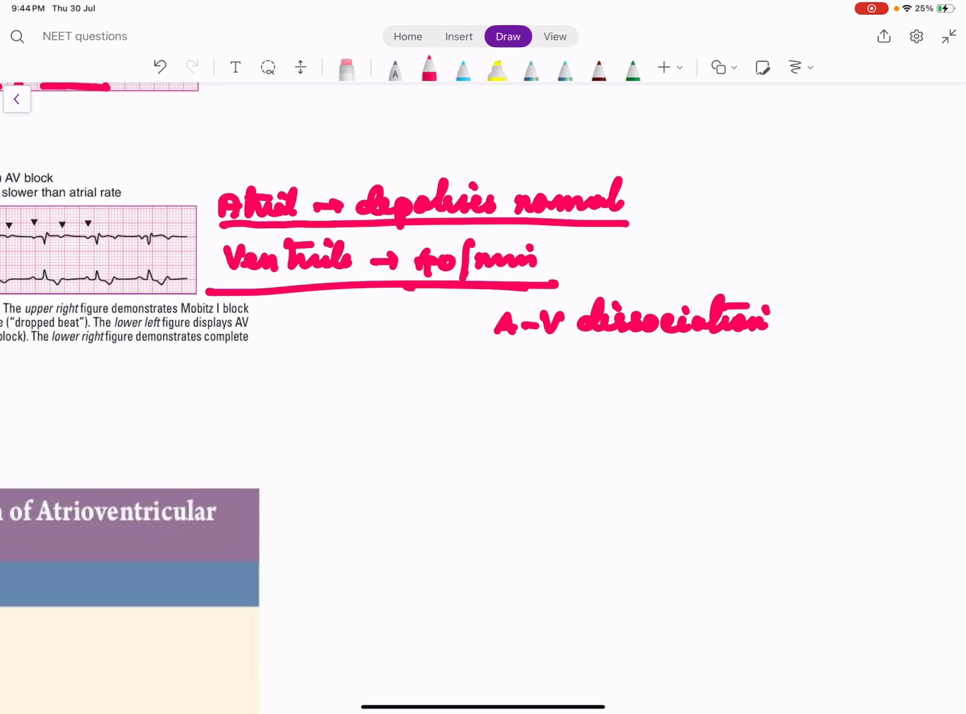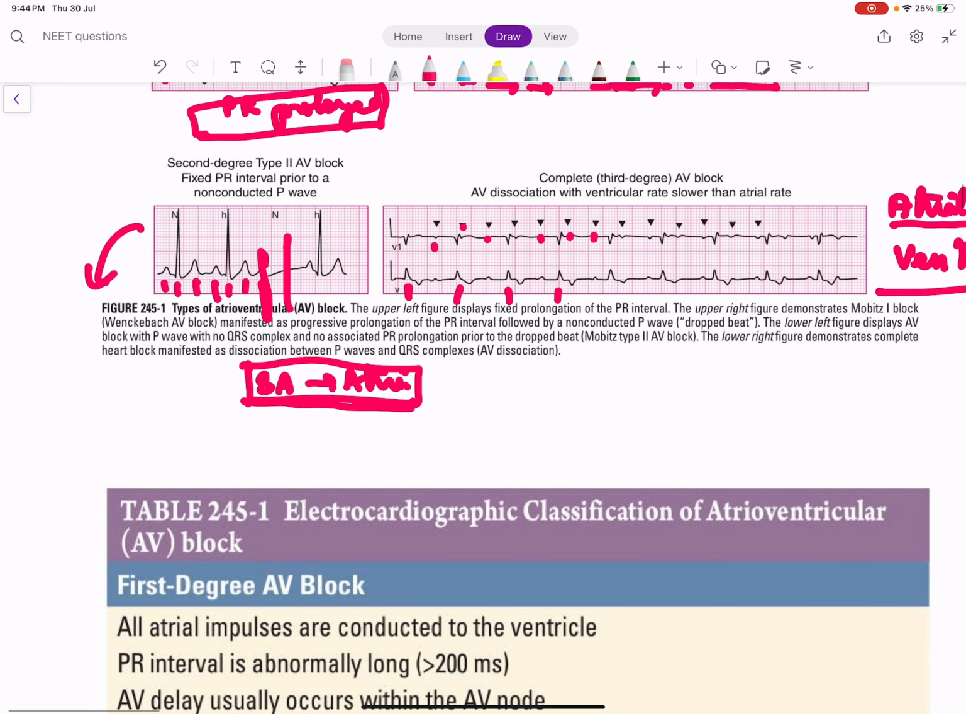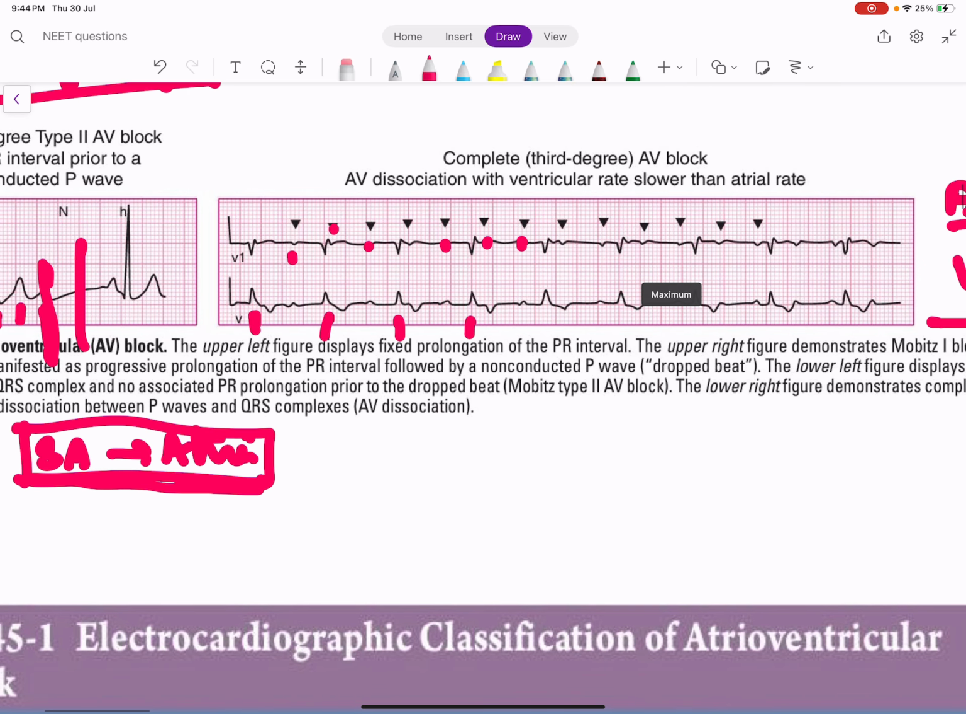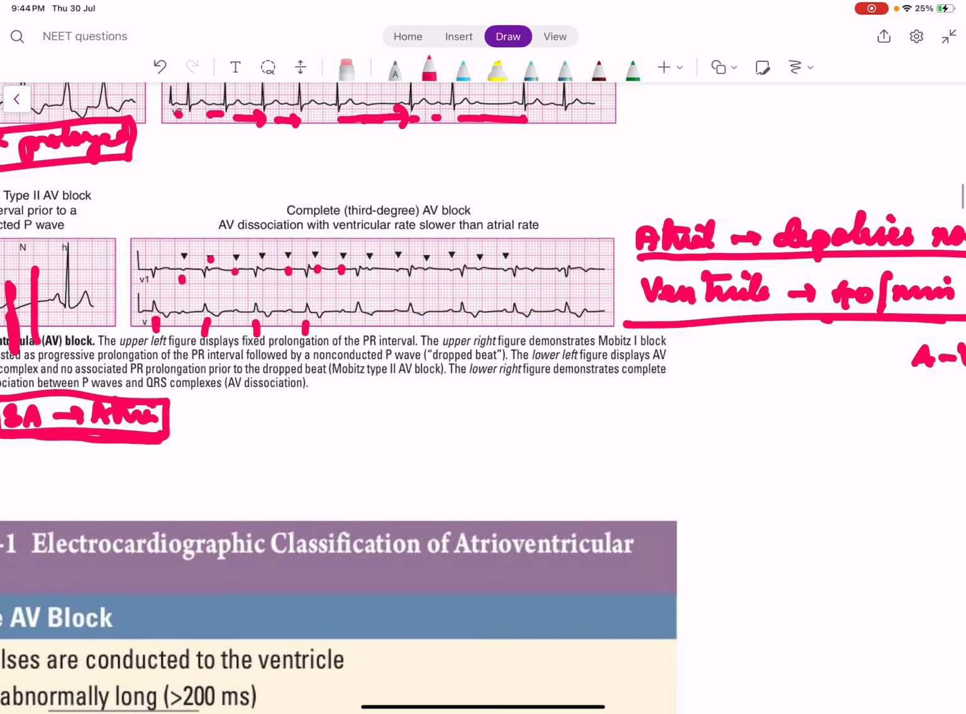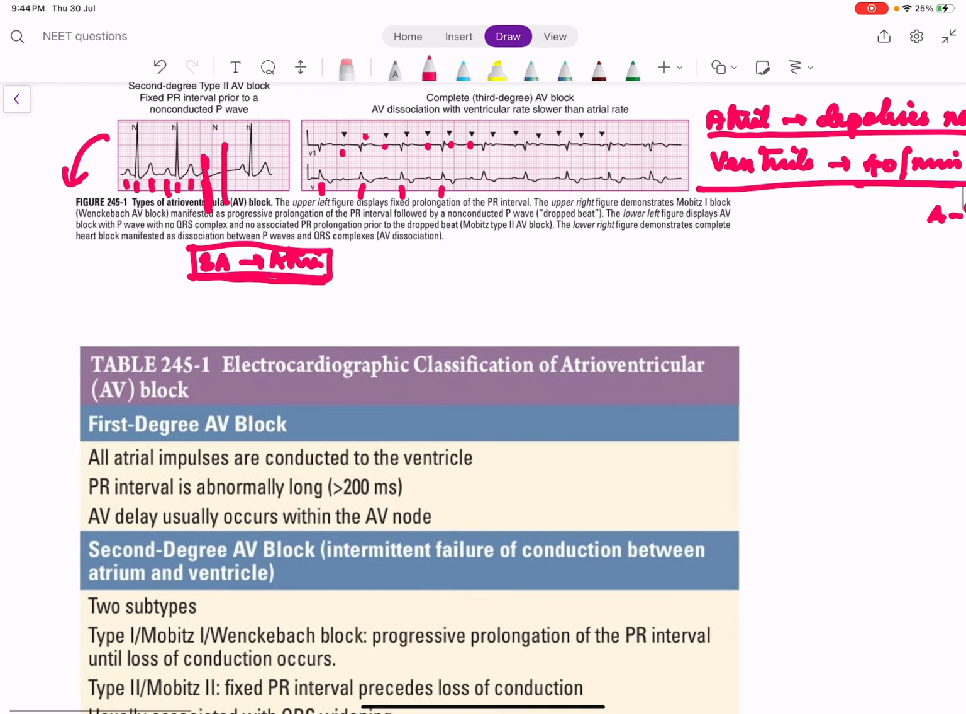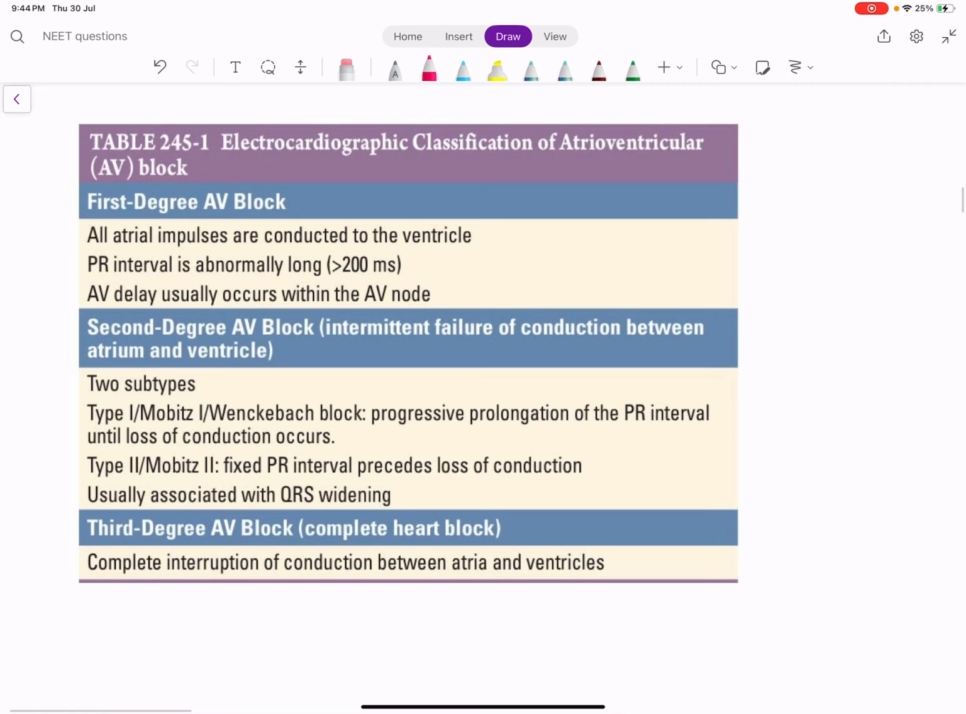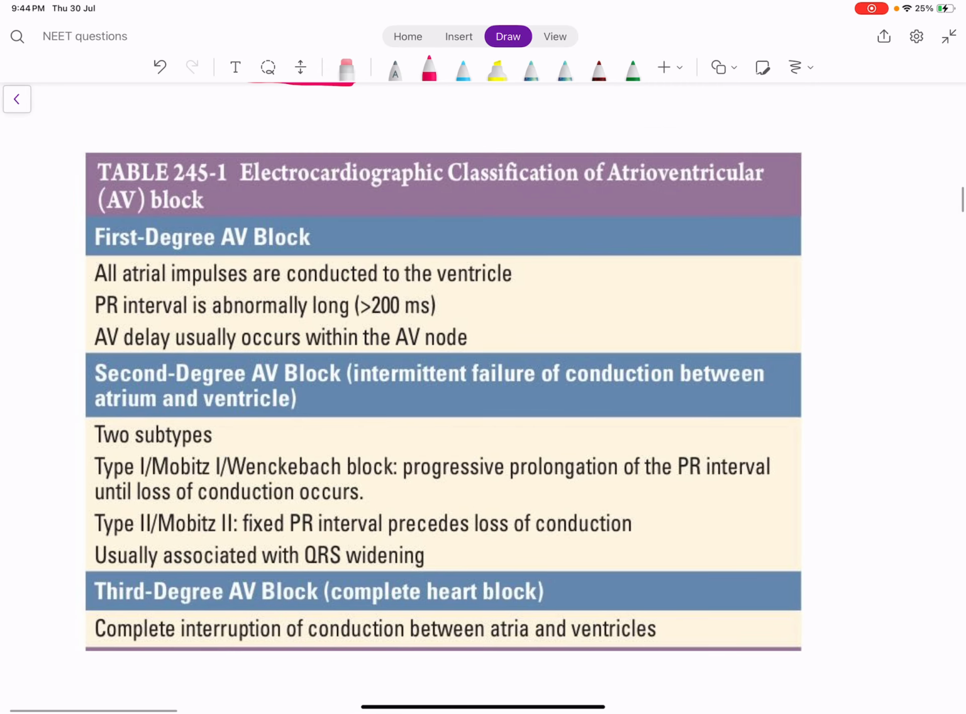So if such an ECG is given, you just have to pick up: there are multiple P waves, there are multiple R waves. The R wave rate, or the ventricular rate, is 40 per minute, but the atrial rate is not getting transmitted to the ventricle. This is complete heart block. So this is what we just discussed.